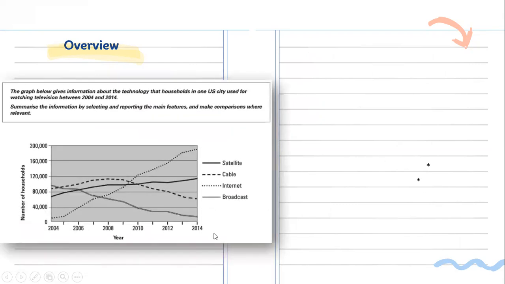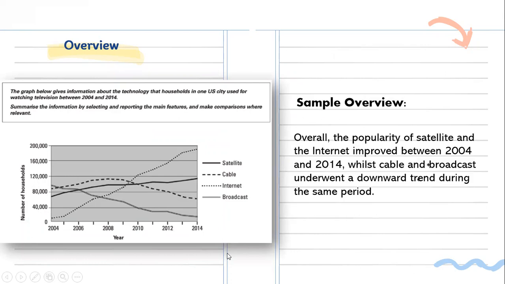Example, again with that graph before, we can have this sample here. Overall, the popularity of satellite and the internet improved between 2002 and 2014, while cable and broadcast underwent a downward trend during the same period.